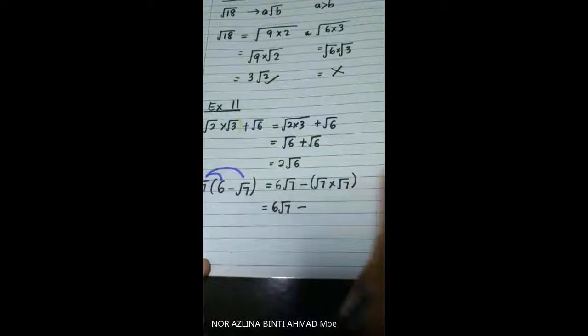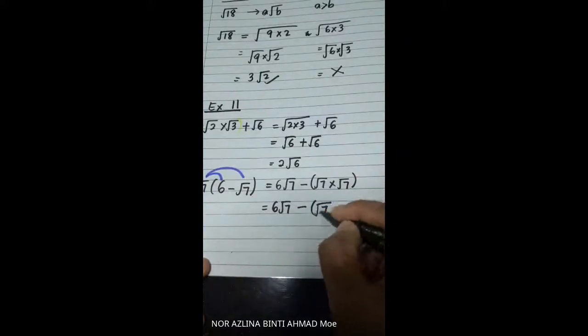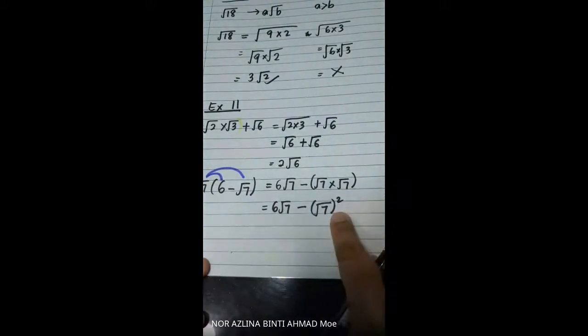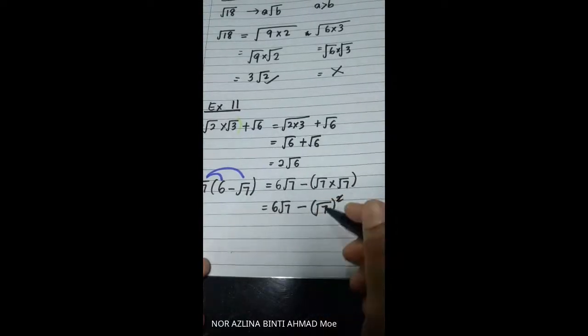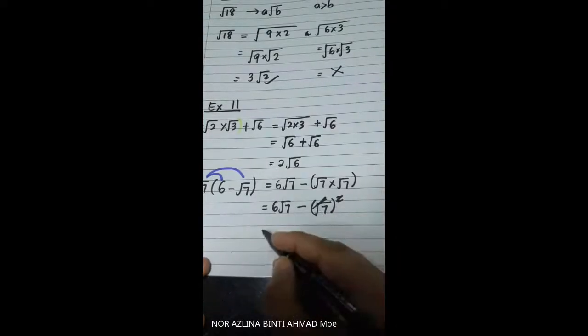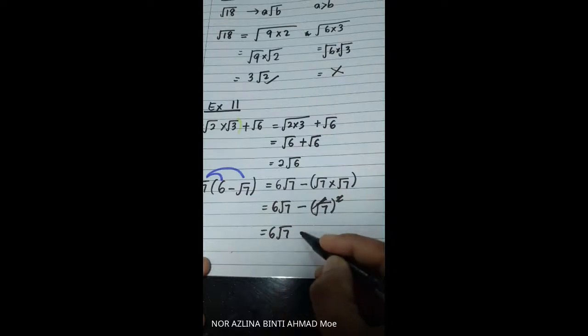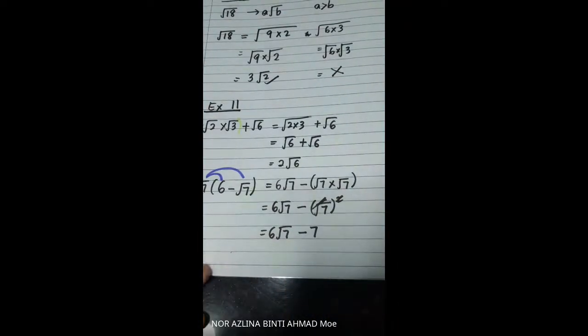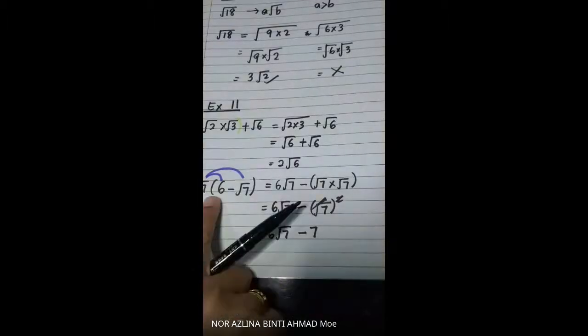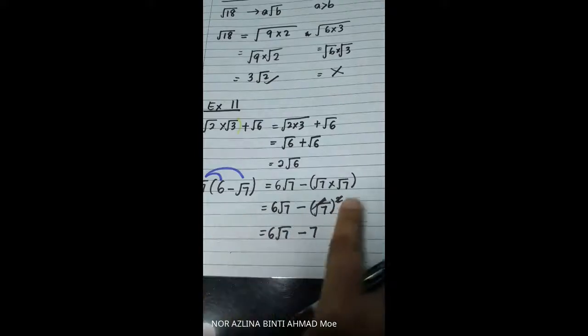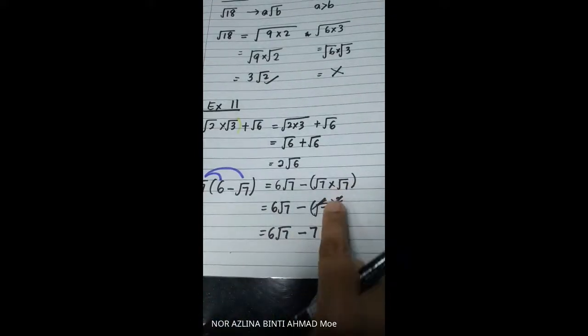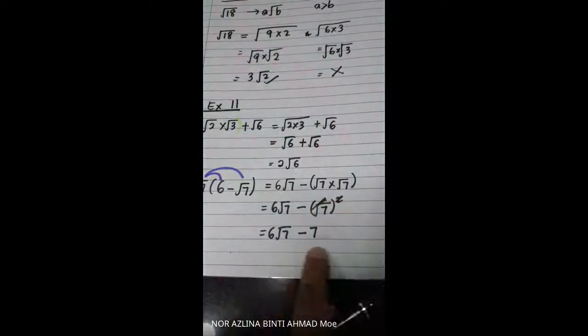multiply square root 7. Actually, this is square root 7 to the power of 2. Square root and square, we can cancel. We can simplify, become 7 only. So 6 square root 7 minus 7. That is the answer. Understand, class? I expand the bracket, then I multiply, I simplify square root and square, so it becomes 7 only. So this is the final answer.